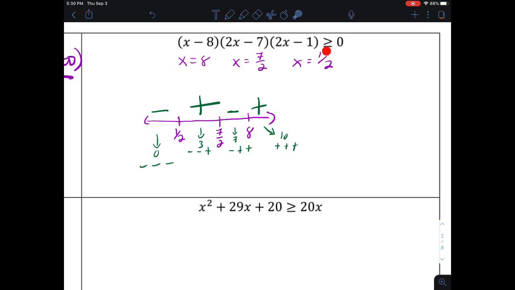So our inequality sign tells us we want to be greater than or equal to 0. Now notice all of these numbers make the left side equal 0. So since my inequality signs include those numbers, I have to include them in my intervals. So greater than 0, we want to go from 1/2 to 7/2 inclusive, and bigger than 8.